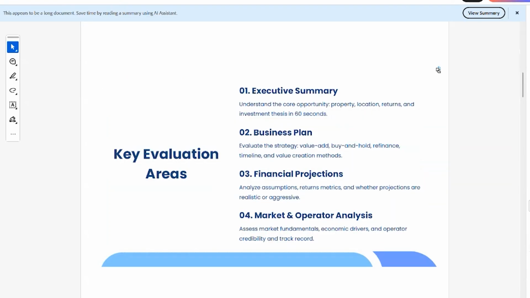So some of the key areas that we're going to evaluate is the executive summary, which goes over the basic story of the property. We should understand the story of the property in less than 60 seconds, which is the location, the property itself, the projected returns, and the why. That's pretty much the investment thesis. Why is this property an opportunity? Is it undervalued based on competitors? Is there so much room for rent growth based on competitors or what have you?